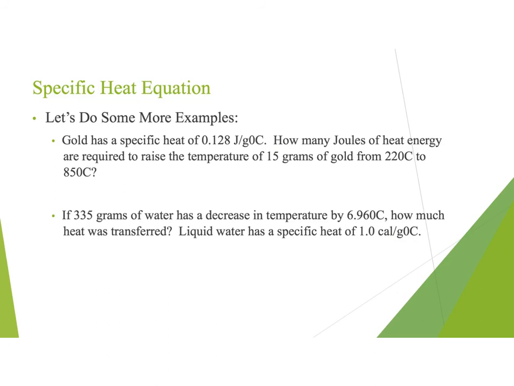Let's finish off with two more examples. So again, remember, we are using our Q equals M times C times delta T equation here in order to figure out how much heat is being absorbed or released or transferred from objects. All right, so let's take a look at the next example.